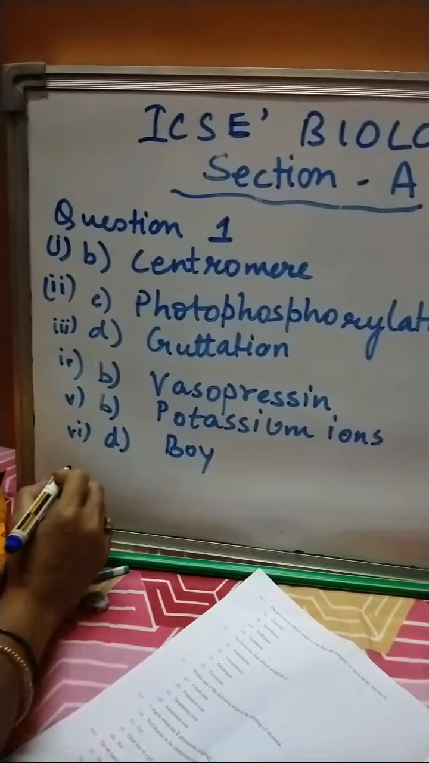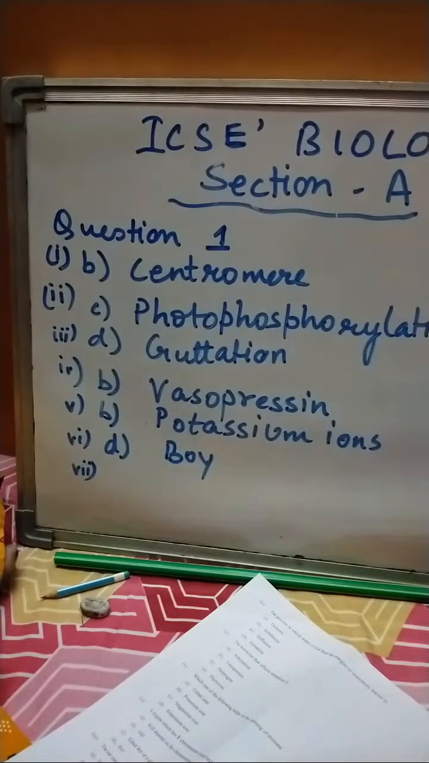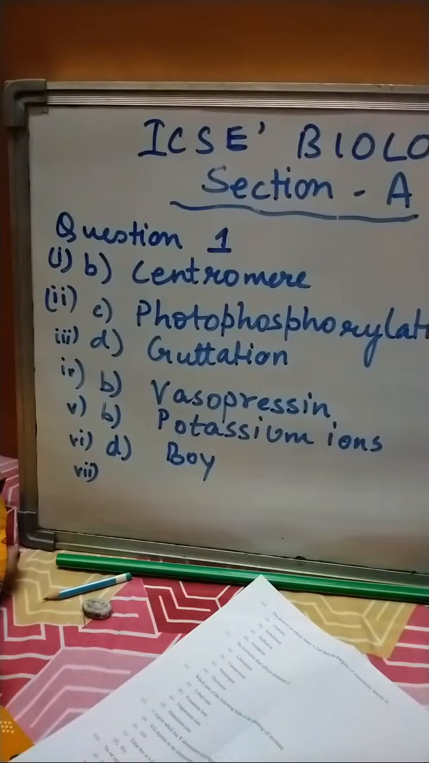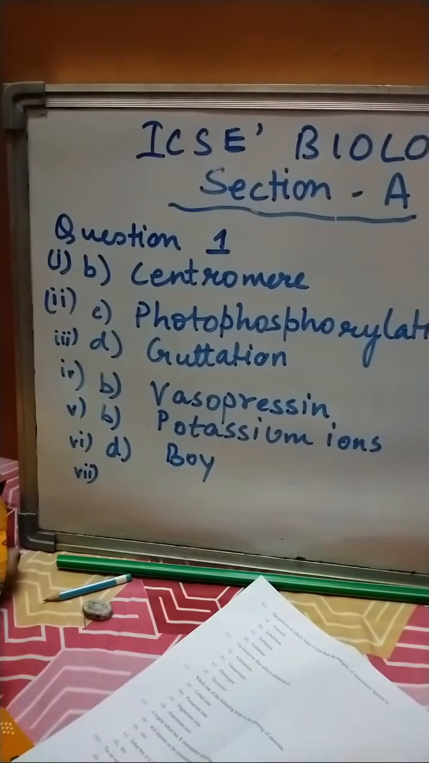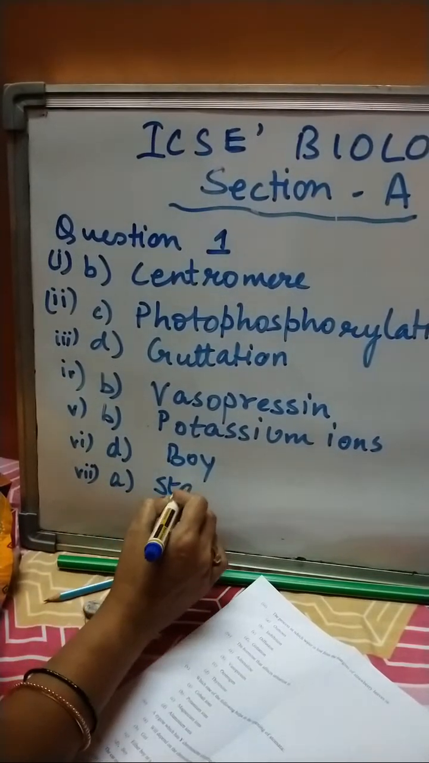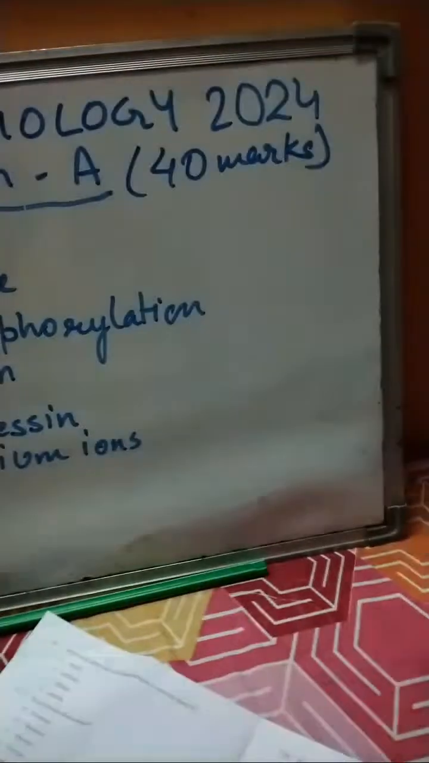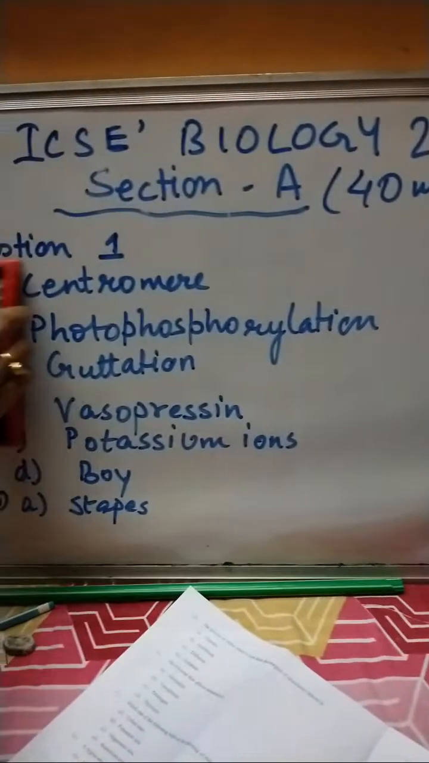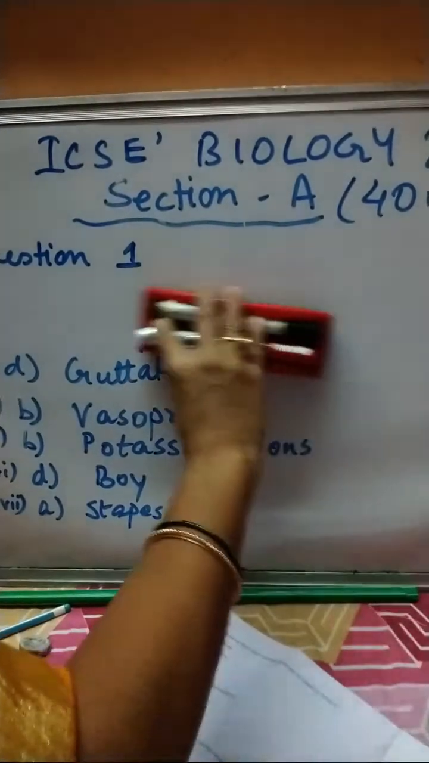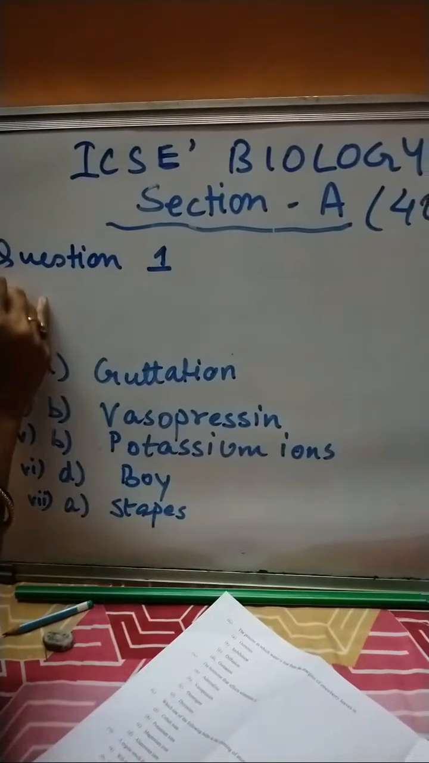Next one is question number 7. The ear ossicles that transport sound vibrations to the inner ear. So there are three of them, and the third one is the stirrup. The stapes is the right answer. The answer is A, stapes. We'll go to the next question, that is question number 8.